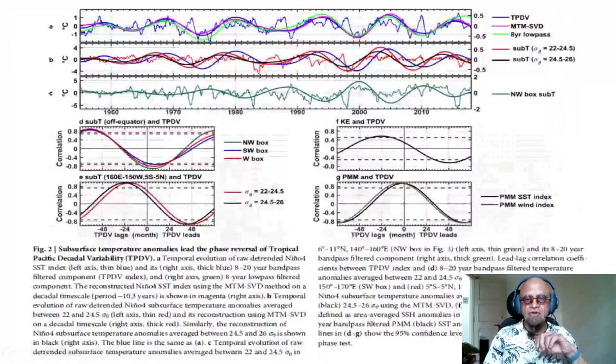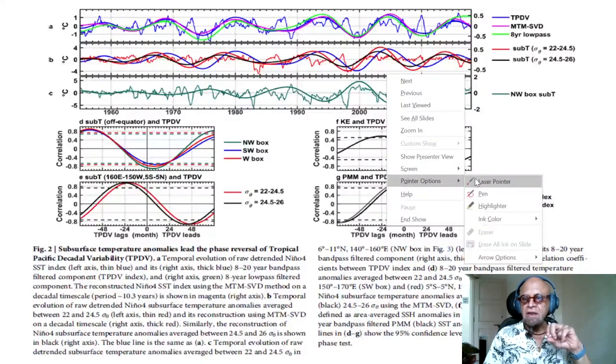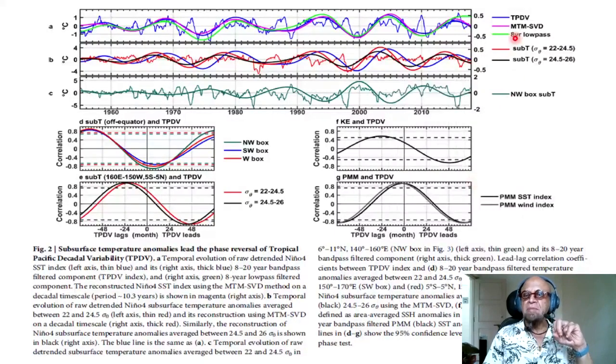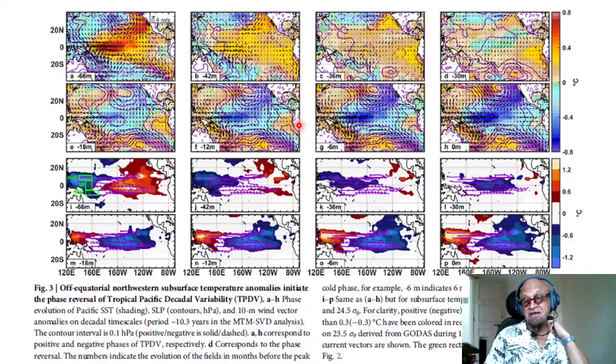So we were looking at this figure which does some statistical analysis like correlations and multi-taper method SVD, which is some detail that I'm not going to get into, but basically these are smart people. Manu Di Lorenzo is an author on this paper as well, so I really like the guy. He's a cool guy and a very smart guy as well. This is about off-equatorial northwestern subsurface temperature anomalies that initiate the phase reversal of tropical Pacific decadal variability.